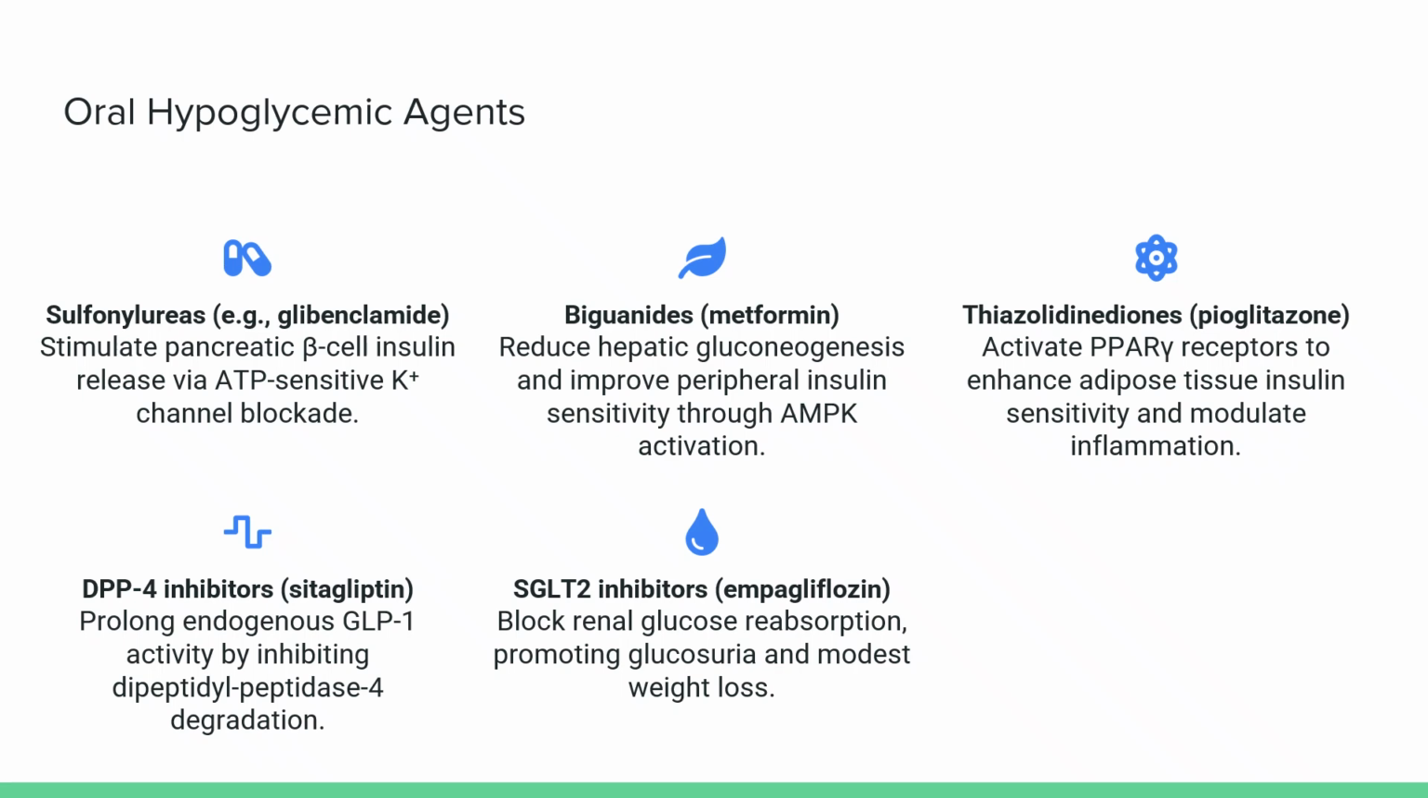We have the already existing sulfonylurea drugs like glibenclamide, which stimulate the pancreatic beta cells to release insulin through ATP sensitive potassium channel blockade. Then the biguanides like metformin, which reduce hepatic gluconeogenesis and improve peripheral insulin sensitivity through AMP dependent kinase activation. Then in the case of thiazolidine derivatives like pioglitazone, they activate PPAR gamma receptors to enhance adipose tissue insulin sensitivity and modulate inflammation.